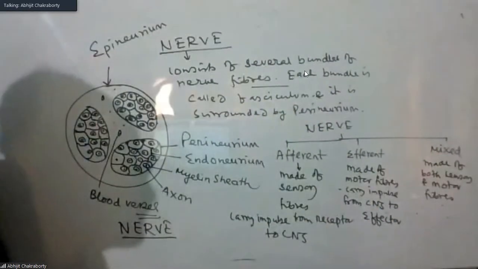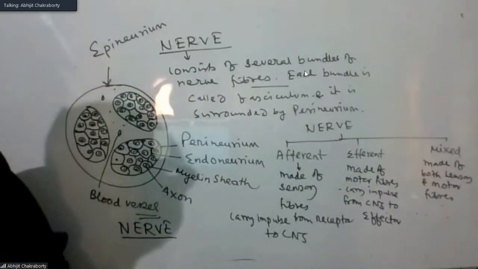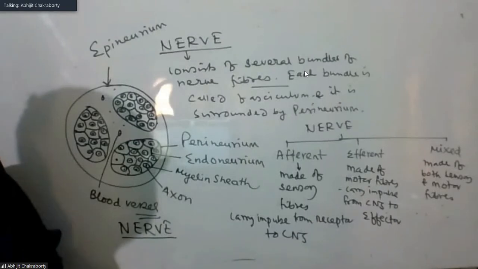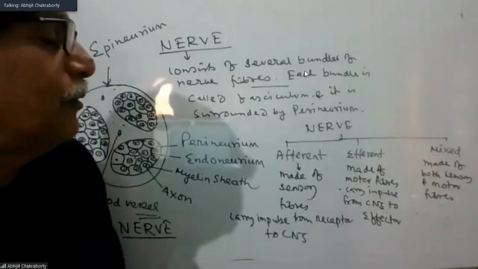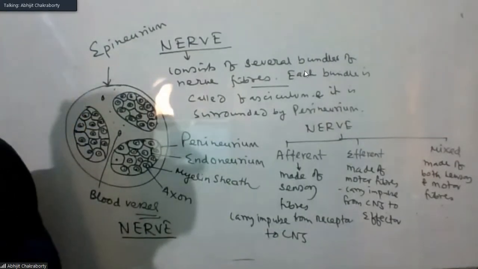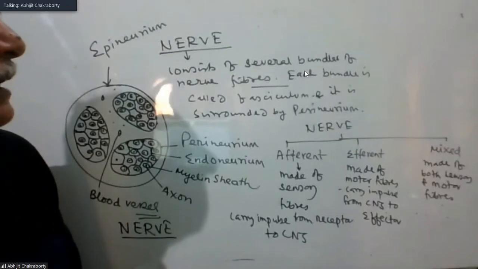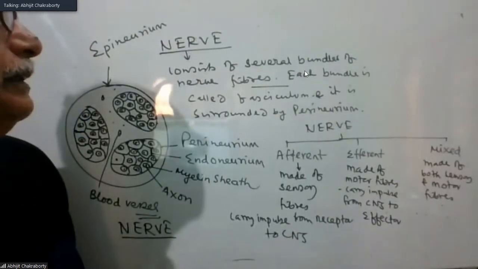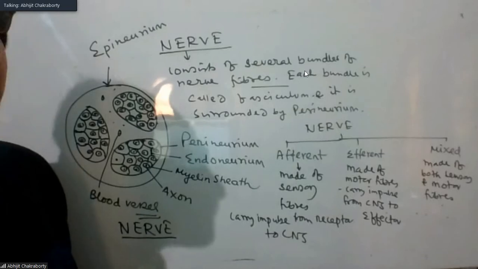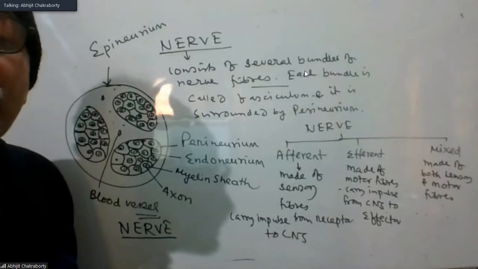Clear? Is it clear to you? Afferent, impulse from receptor to CNS; efferent, impulse from CNS to effector; and mixed, as it is made of both sensory and motor fibers, it carries impulse. The sensory fibers of the mixed nerve carry impulse from receptor to CNS, and motor fibers of the mixed nerve carry impulse from CNS to effector. Effector means muscles, effector means gland. Clear?